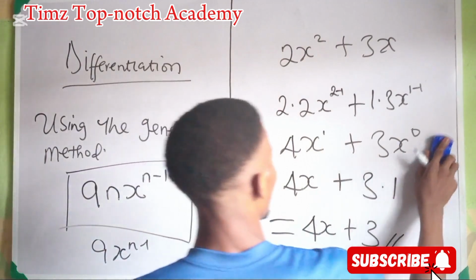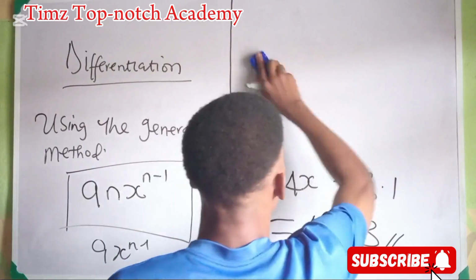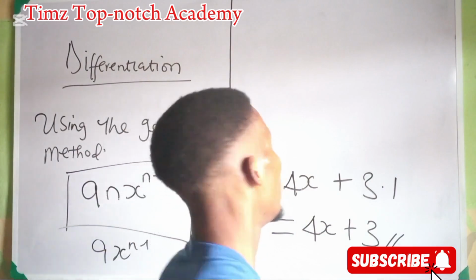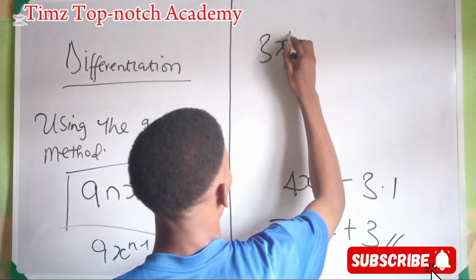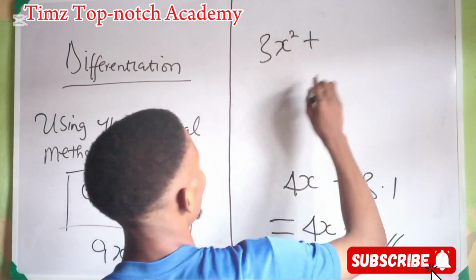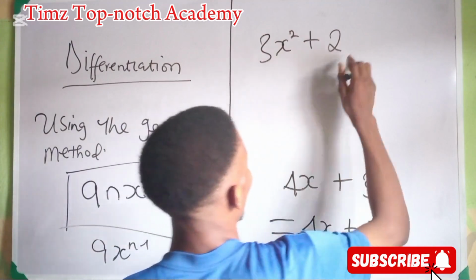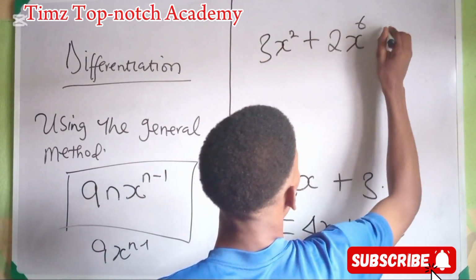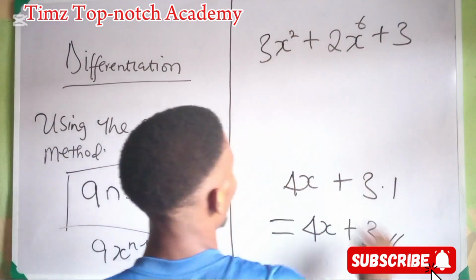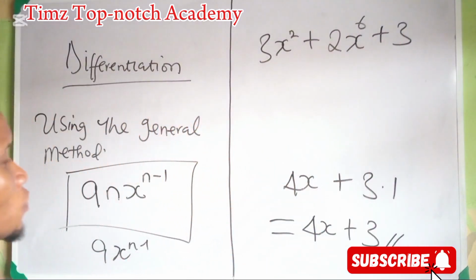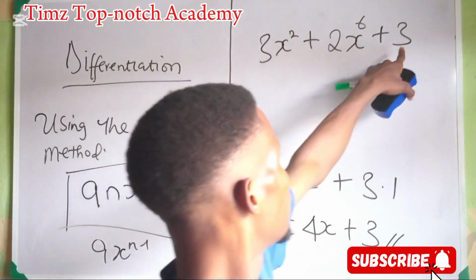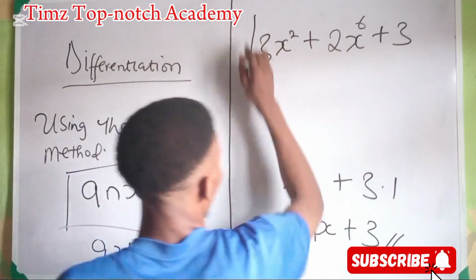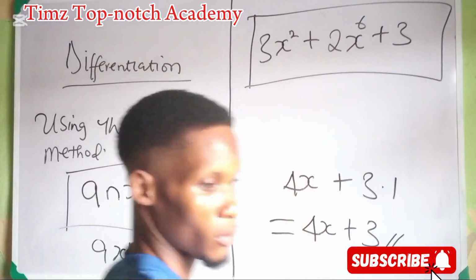So let's give you something you go home with. I would like to see this answer in the comment section. We are given 3s squared plus 2s raised to power 6 then plus 3. So this is what you are going to solve. Solve this and drop the answer in the comment section.